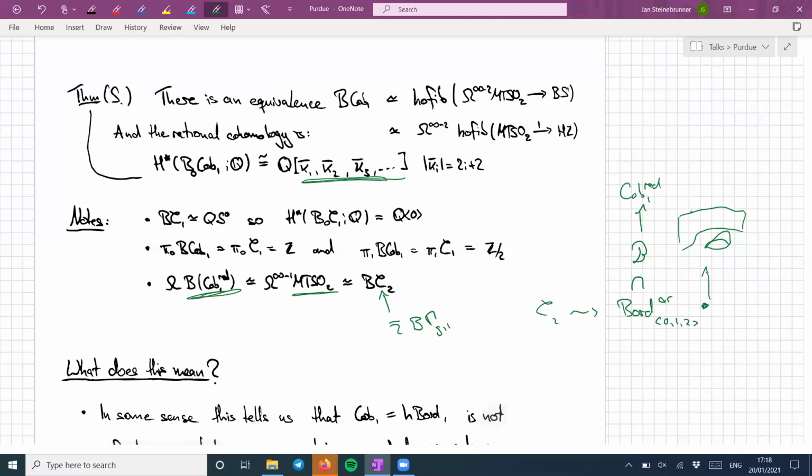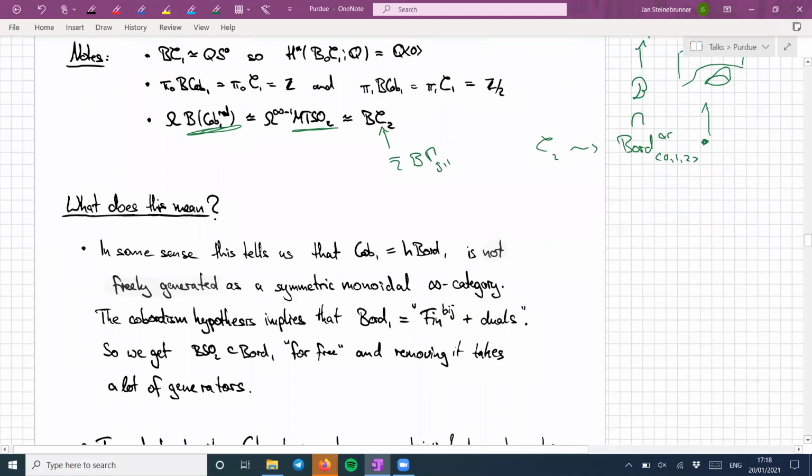I want to say something far more concrete about these kappa I and how to get at them. Before I do that, let me make some philosophical remarks about why we should have expected this result and not expected this thing to be trivial. COP1 having a lot of cohomology and the classifying space being fairly big should tell us that it is in a sense not freely generated as a symmetric monoidal infinity category. Or somehow you need a lot of generators to generate it as a symmetric monoidal infinity category.